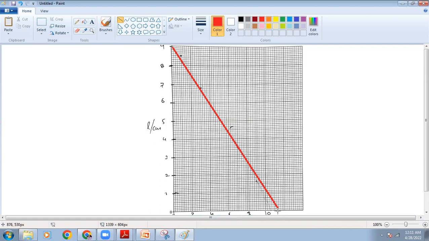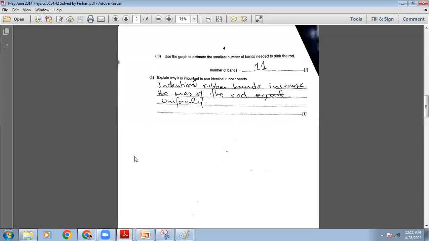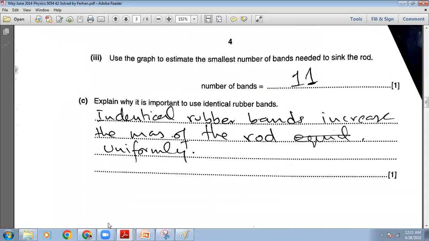So that will be some 11. This is the 11 point something. And that will mean 11 bands. So how many bands will be needed? 11 bands. Then their question is, so how many bands are needed? 11 bands. Explain why it is important to use identical rubber bands.